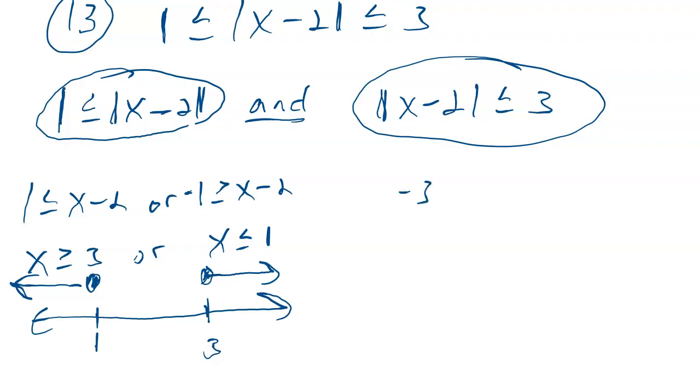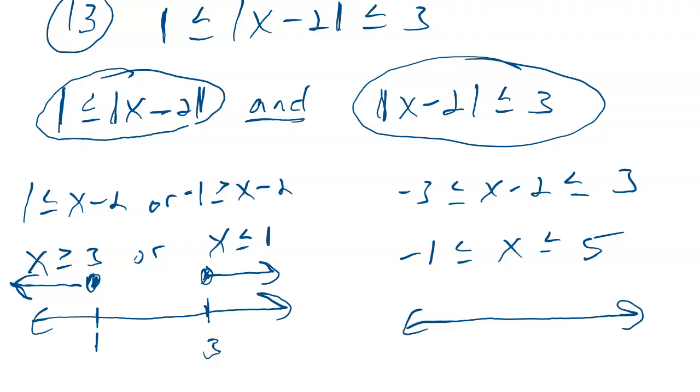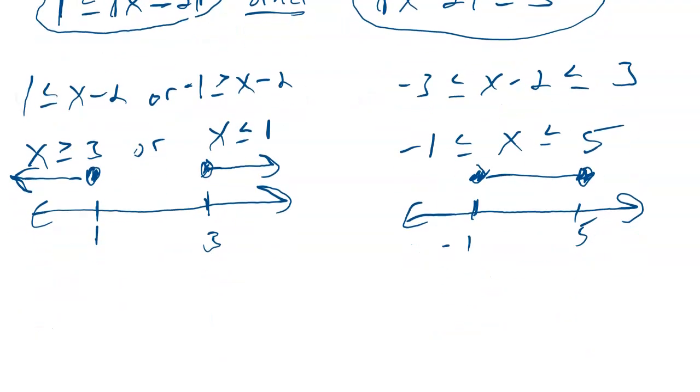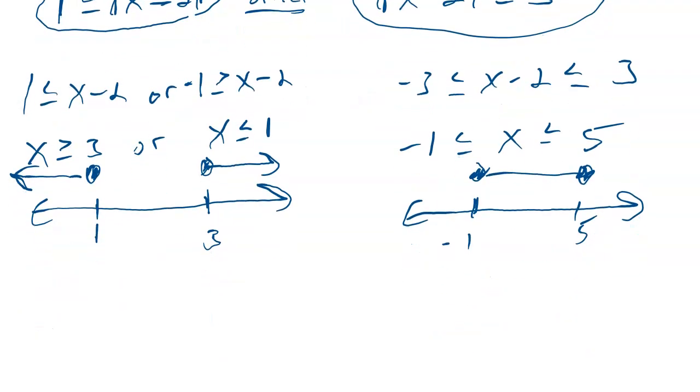So you're going to say negative 3 is less than or equal to x minus 2, which is less than or equal to positive 3. You'll add 2 to everything. So I get negative 1 is less than or equal to x, which is less than or equal to 5. And then this picture is negative 1 to 5. And so our solution is where these two things overlap.